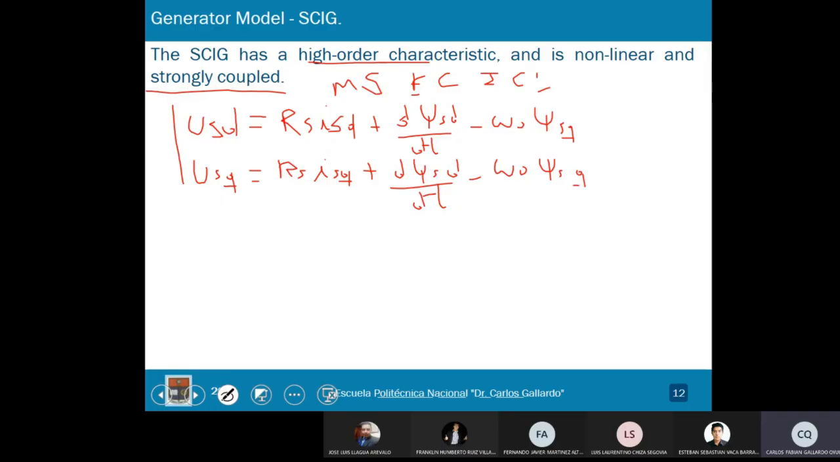What about the rotor? Once again, I need to split it into 2 components. The first one is the rotor voltage on the D-axis. So I will have the rotor resistance times the rotor current, plus the derivative.